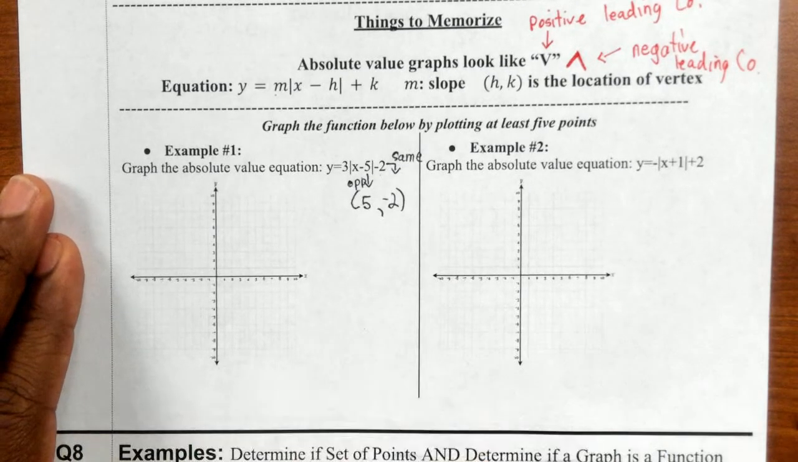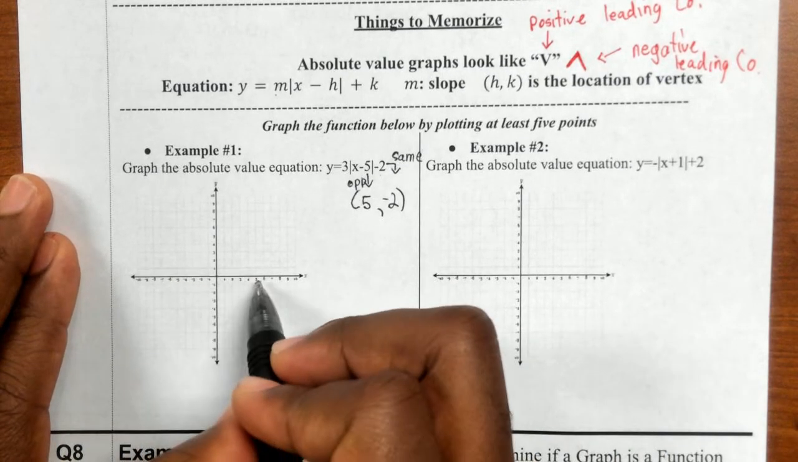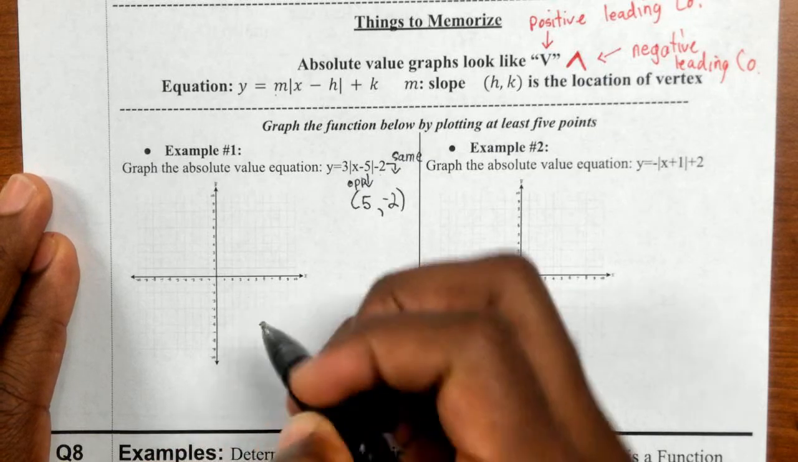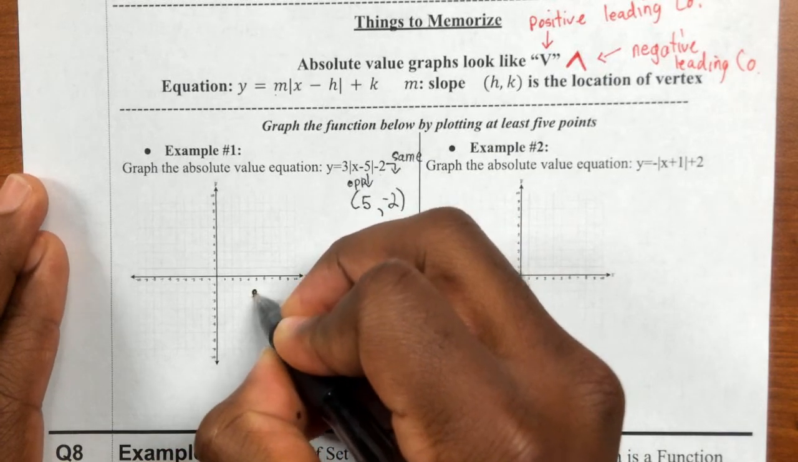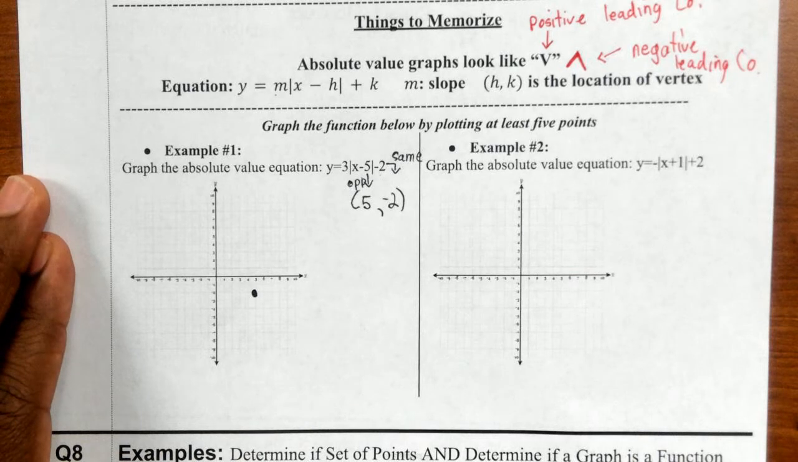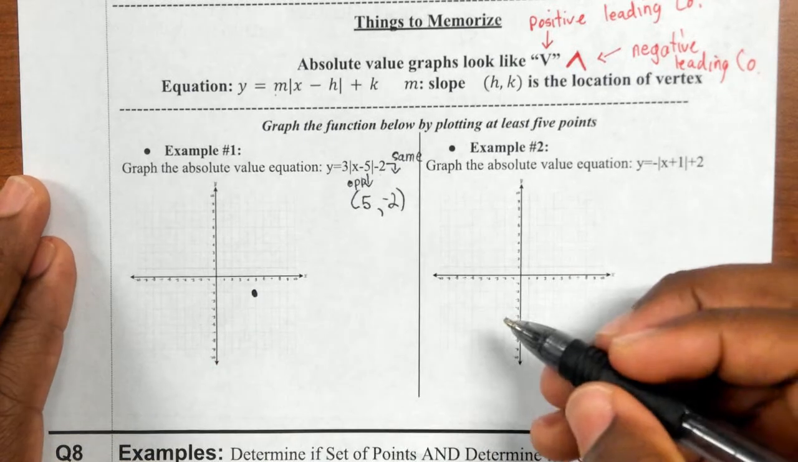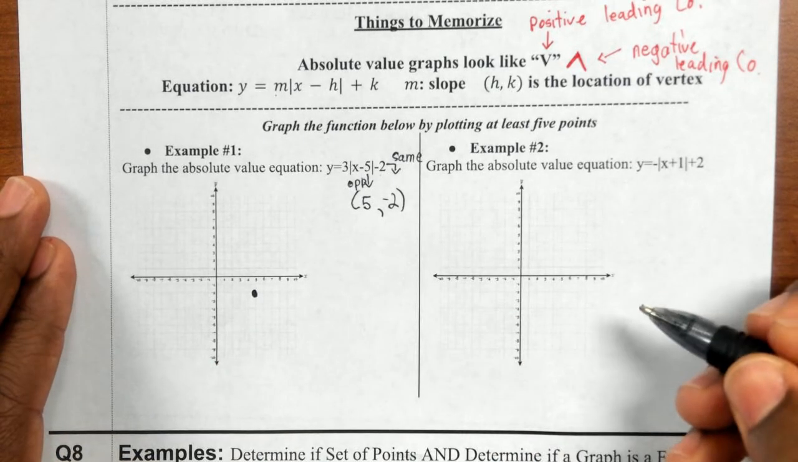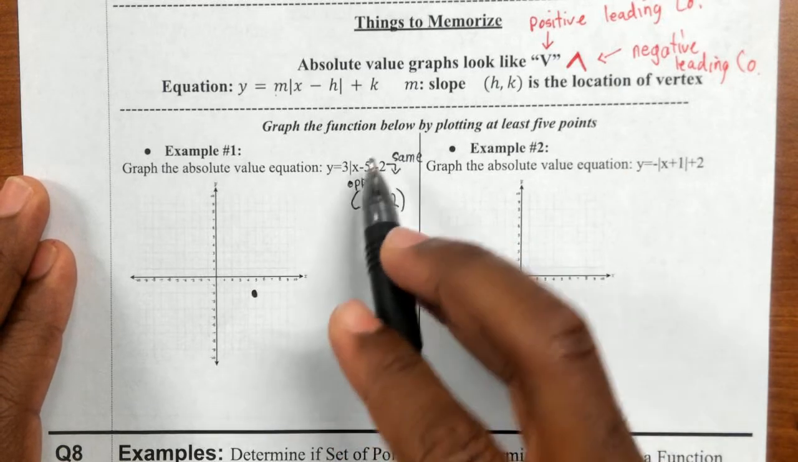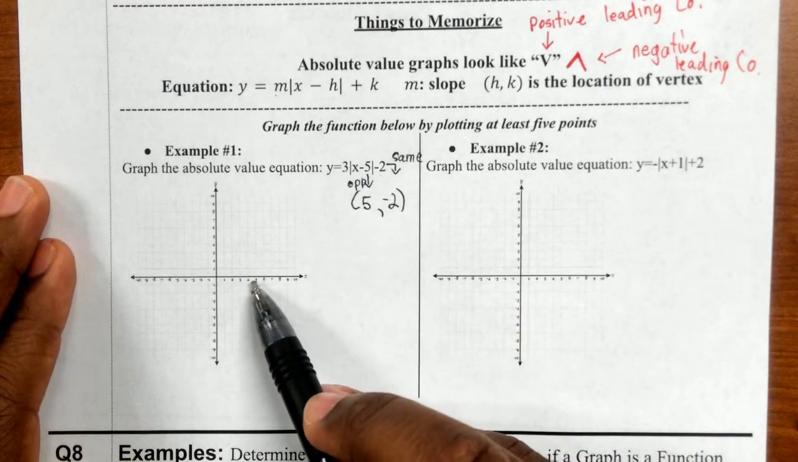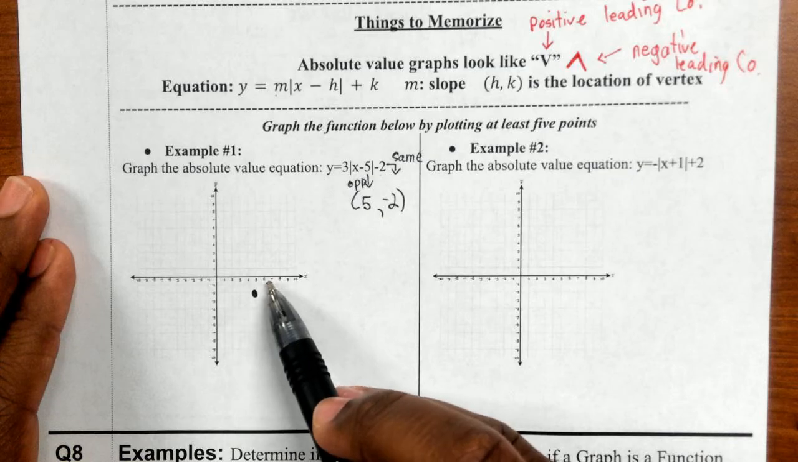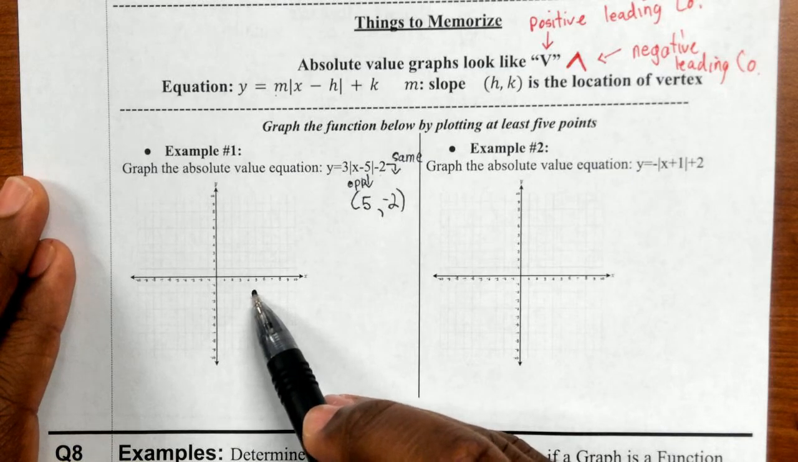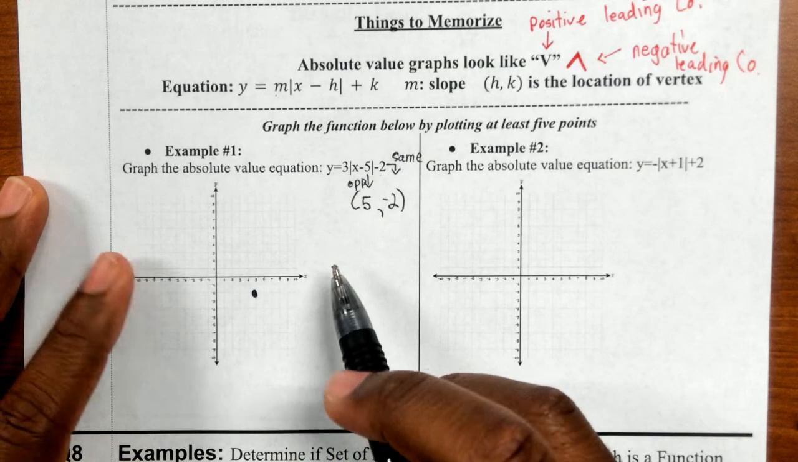Now I'm going to graph that. I'm going to graph positive 5 on the x-axis and down 2 on the y. So that's my point. Now I need to find my other points to make my graph. What we're going to do is plug in x values to the left and to the right of our point, so that we can find the y values that go with them.